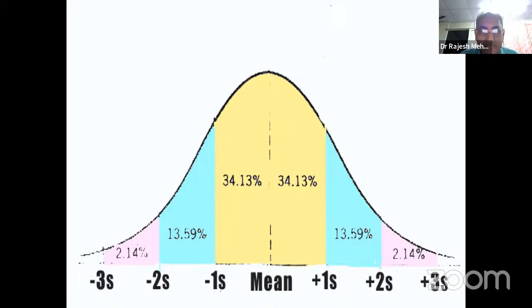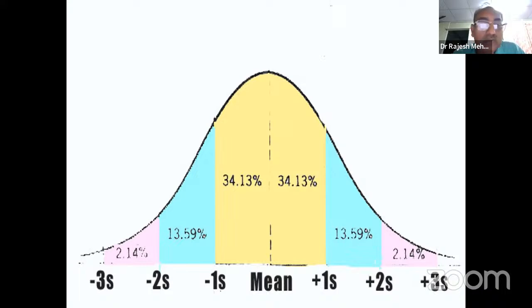I repeat my example. A child having 100 centimeter height in a group where the mean is 75 centimeter and the standard deviation is 5 centimeter. What do you think? One or two? One is by chance, two is significant.